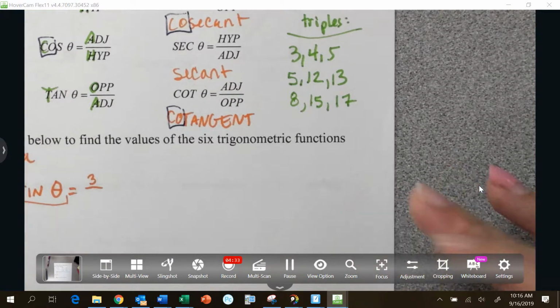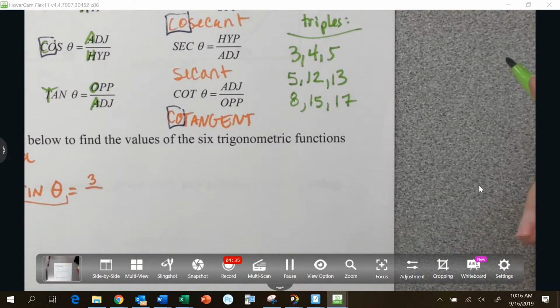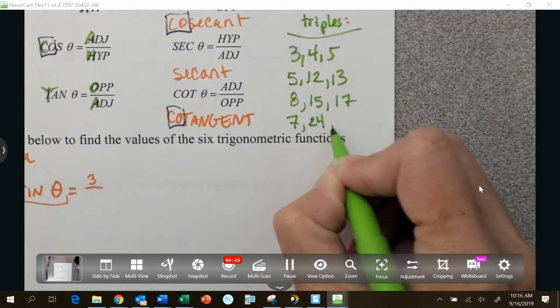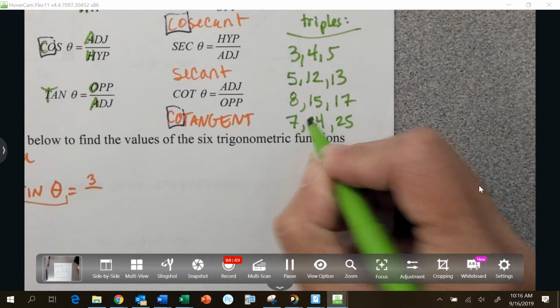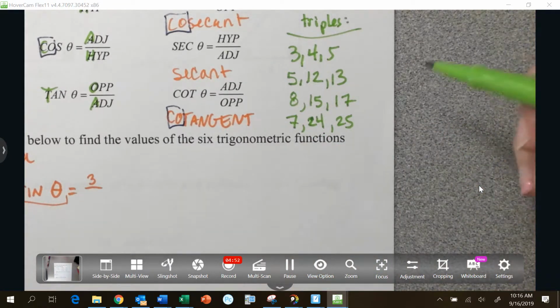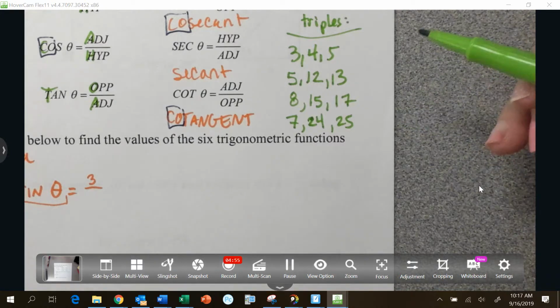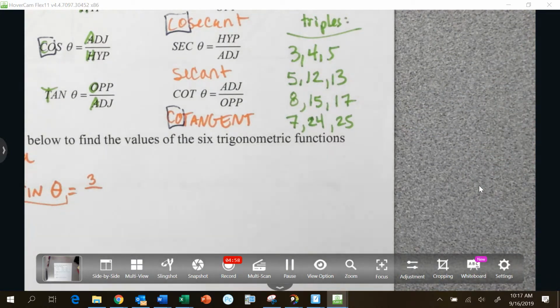I know a couple more. Do you guys know any others? Which one is that, Amelia? 7, 24, 25. There's another one, but I can't remember right now. These are the ones that I normally see in the book. So there's like 4 of them minimal that you should know to save you a lot of time.